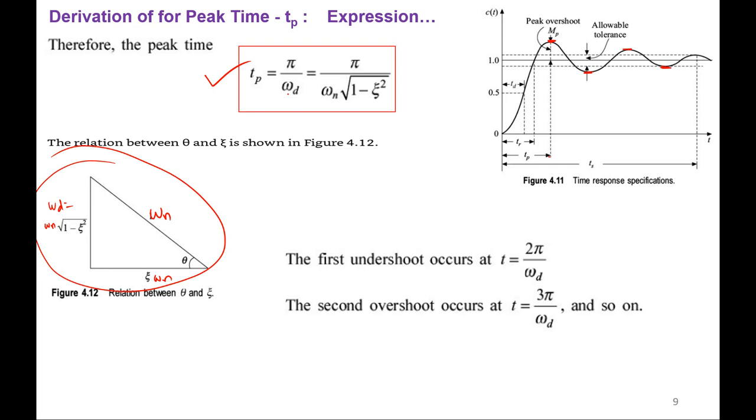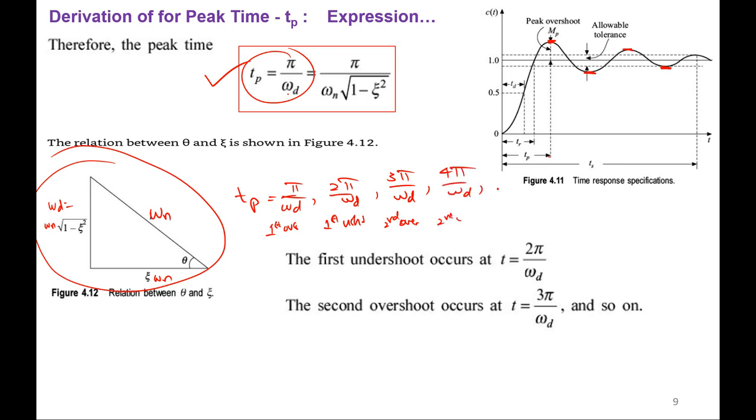So for the first overshoot, it is pi by omega d. Whatever I am writing here, just observe: pi by omega d. This is Tp, for the first overshoot. Then for the first undershoot, it is 2 times pi by omega d. Then for the second overshoot, it is 3 times pi by omega d. There is no derivation for this, it just continues. This formula holds good for overshoot. Then for the second undershoot, it is 4 times pi by omega d, and this formula continues. The same thing has been written here and so on.